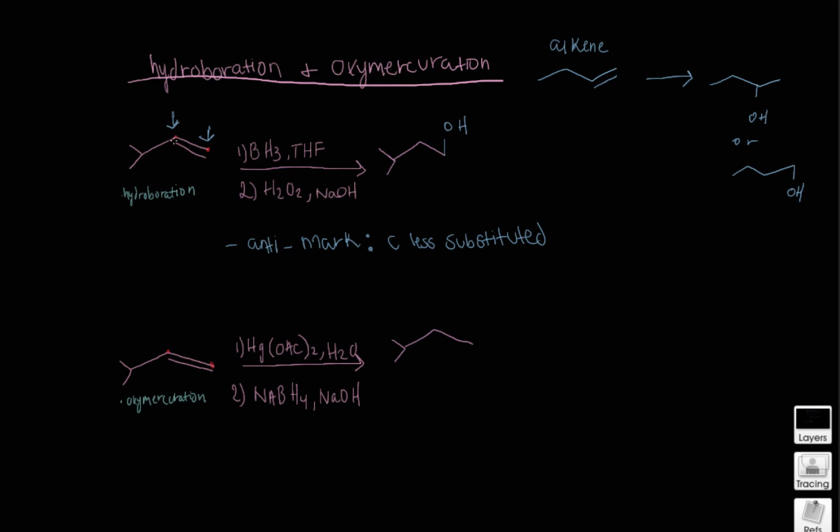But if we look at the carbon to the left of our double bond, we have the stuff to the left coming off of it, plus we have the stuff to the right coming off of it. So our anti-Mark is the carbon with less things coming off of it. And then our Mark would be this carbon, which is the carbon with more things coming off of it.